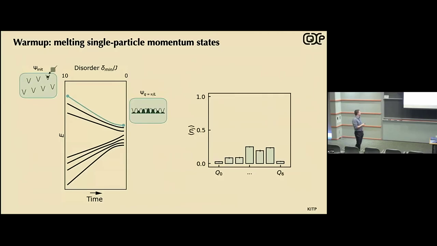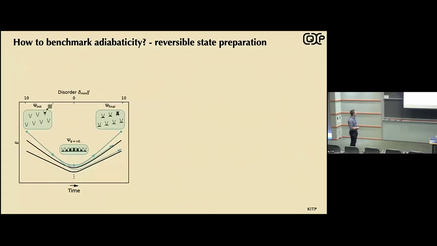If you want to prepare a single particle, then you just look to make sure you get the right density profile. But that question becomes very complicated when you want to melt multiple particles, and then you have to benchmark the adiabaticity by performing tomography on a complicated entangled state. So instead, we try to do this reversible state preparation protocol where, again, we prepare localized photons by pi-pulsing individual sites. Here I'm showing you what the protocol looks like for a single particle, but we do the same thing for multiple particles. Then we remove the disorder by ramping down the qubits such that they're on resonance.